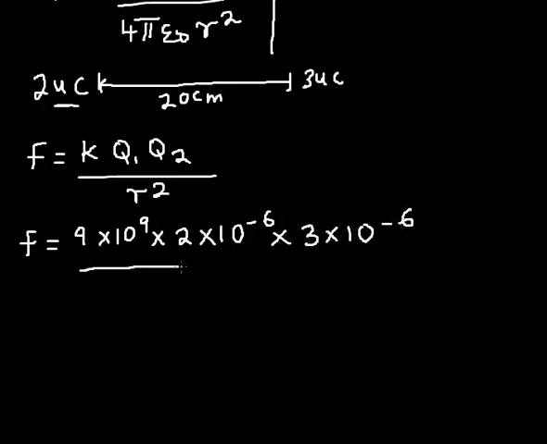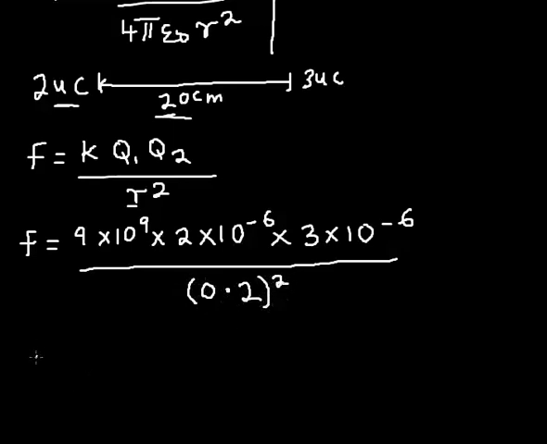Okay, so I now have to divide by the distance. The distance is 20 cm, and I have to convert 20 cm to meter by dividing by 100. If I divide 20 by 100, I have 0.2. So that's going to give me 0.2, okay? And not forget it's being squared.